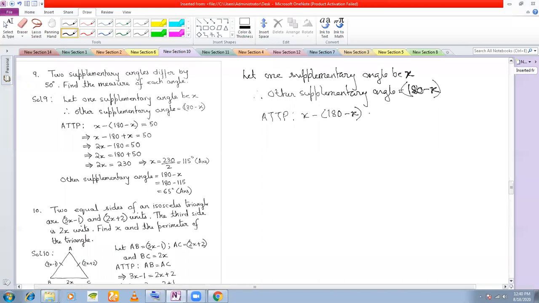x minus 180 minus x must be equal to 50. Okay, or ignore the degree. We'll write a degree later at last. Okay, so now we solve this equation. Open the brackets first.